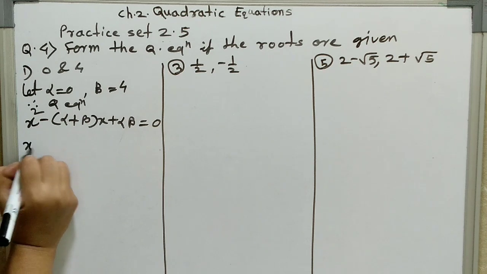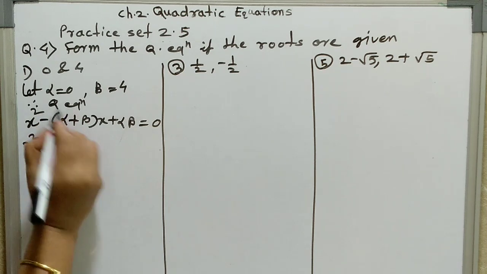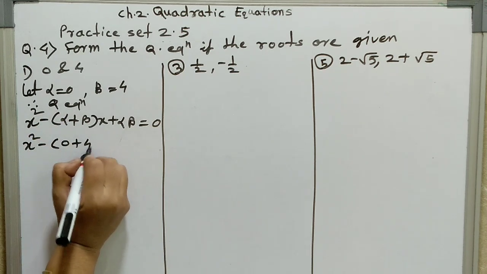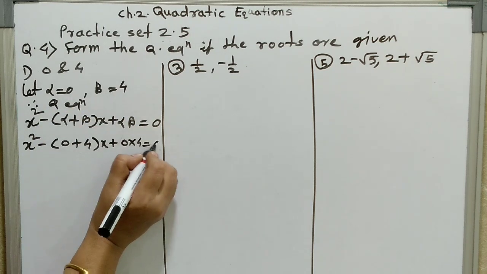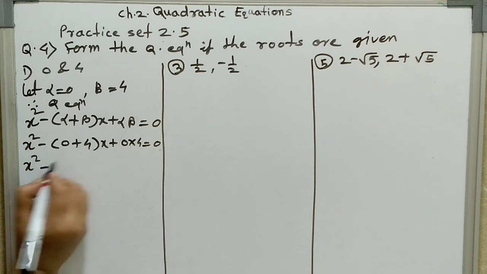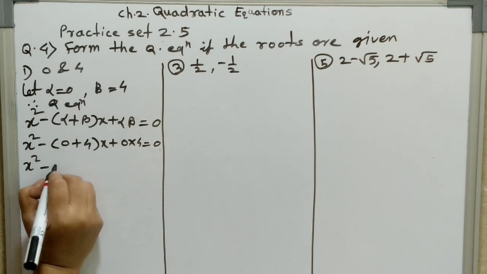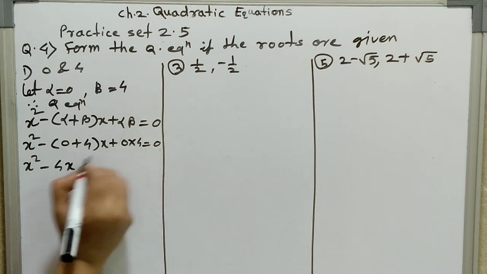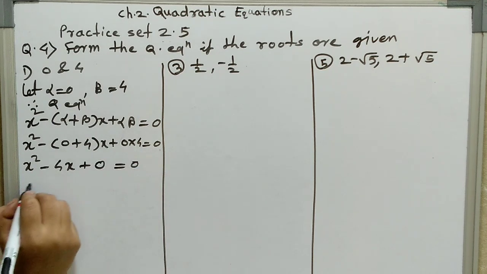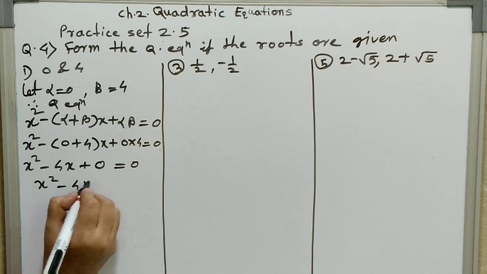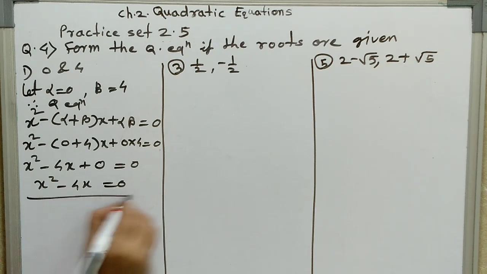Now put the values in this equation. x square minus alpha plus beta, 0 plus 4, that is 4x, and alpha into beta, 0 into 4, is equal to 0. So the value of this is 0. So x square minus 4x is equal to 0. This is our required equation.